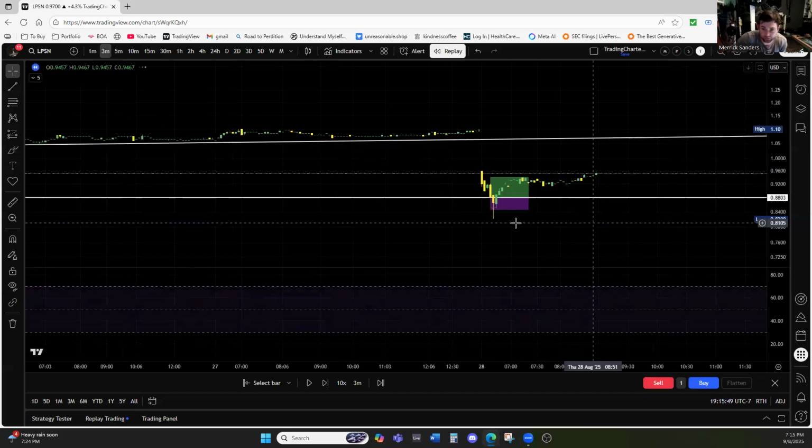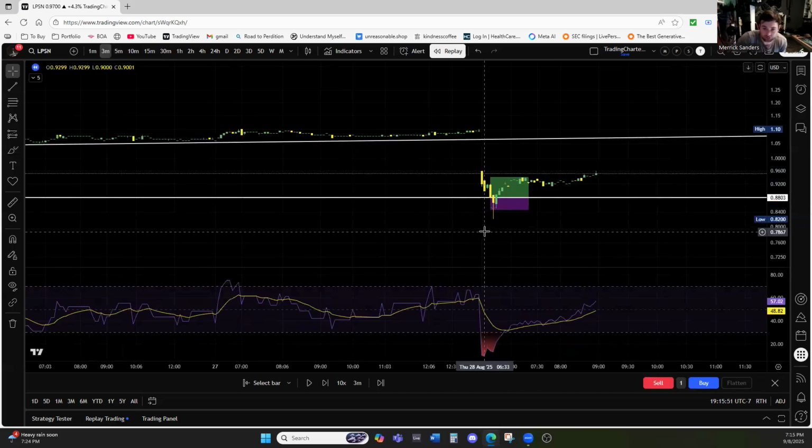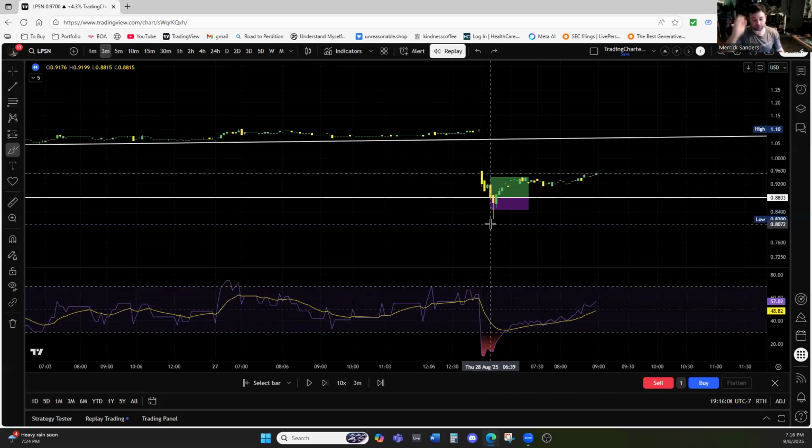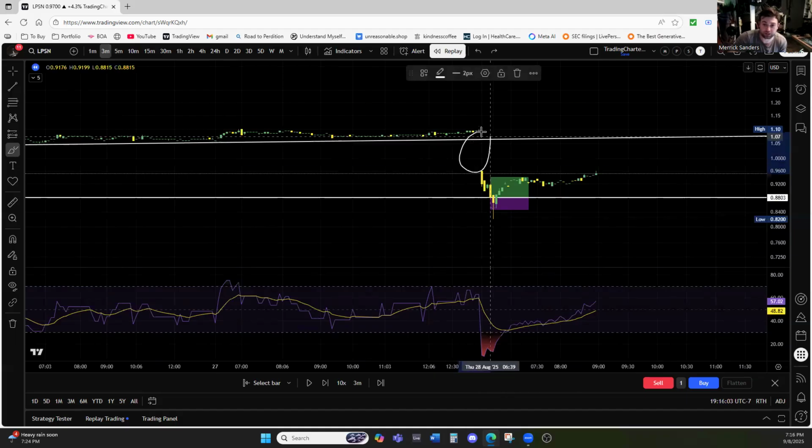If I go down here to the 3 minute, you'll see the reason I took the entry was the things I just said, plus you can see the divergence here on the RSI. And there's this consistent, not every time, but a pretty consistent signature you get on the RSI when you get these big gap downs.